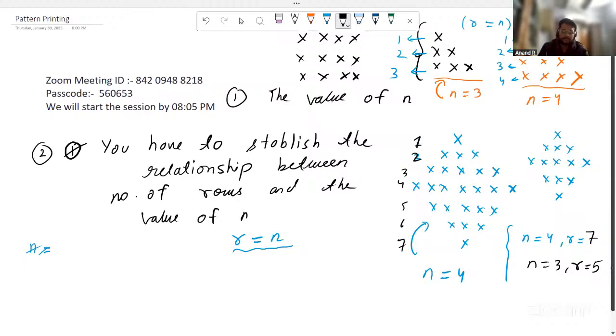Now, does n and r have some relationship? If yes, can you figure it out? It's basic mathematics, I think class standard 8 or standard 10. N minus 1. So if n is 4, number of rows are 7, not minus 1. Correct?